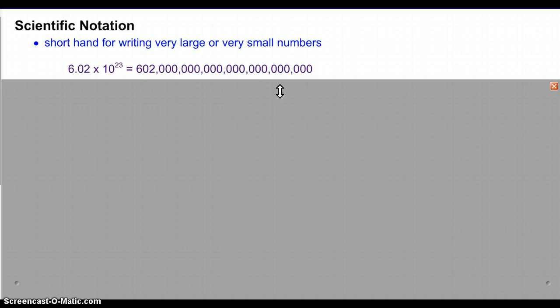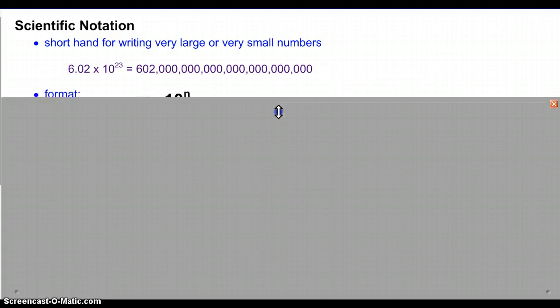We write this number quite often, so if we were to write it out in standard notation, it would be 602 and then 21 zeros. I don't even know how to say that number. That's quite a long number to write very often, so scientific notation comes in handy.